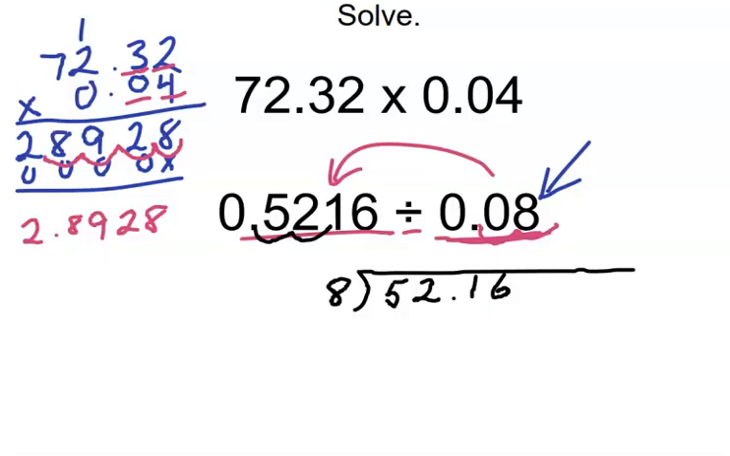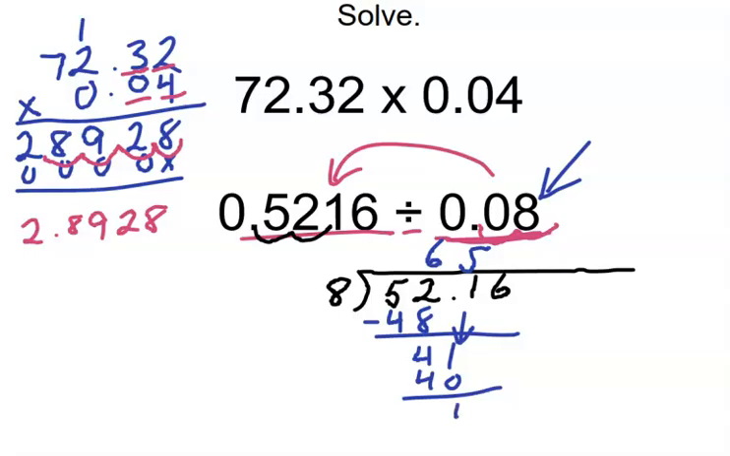Okay, so does 8 go into 5? Nope. Does 8 go into 52? Yeah, we can go into it 6 times. 6 times 8 is 48. Subtract that. Okay, so we have 52 minus 48. And that would give us 4. Okay, so we have 4 here. We're going to bring down the 1, 41. How many times does 8 go into 41? Well, it goes into it 5 times, because 8 times 5 is 40.